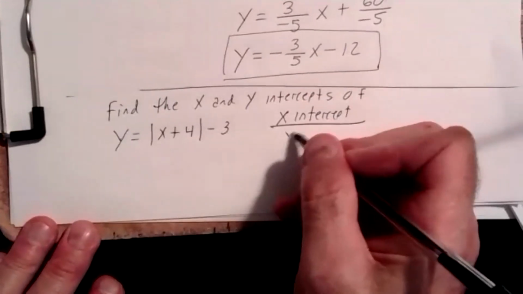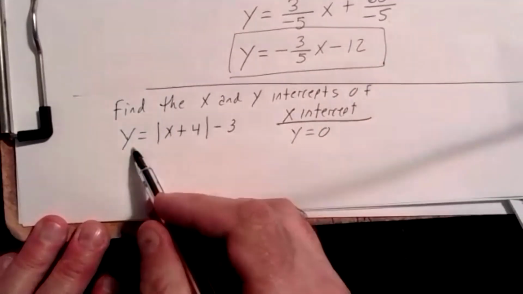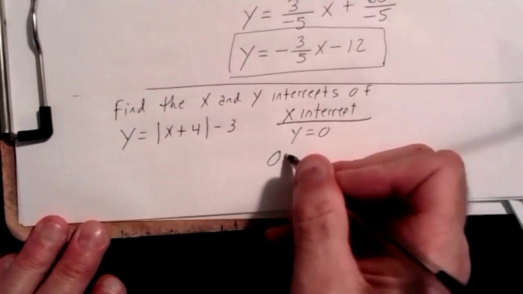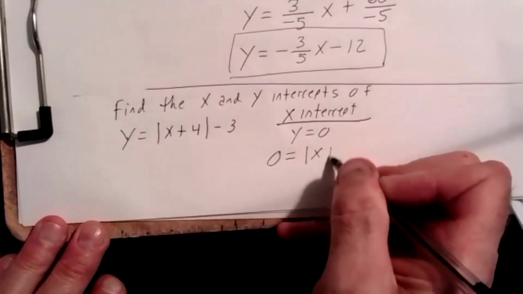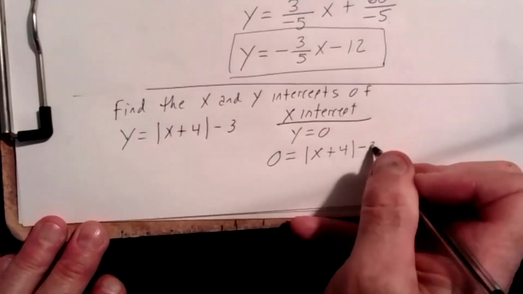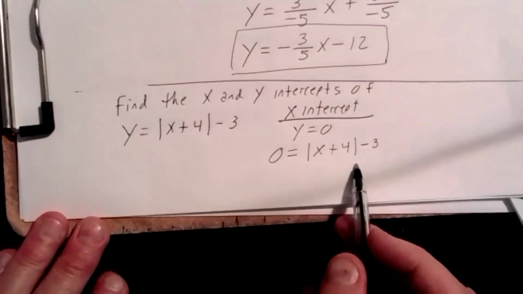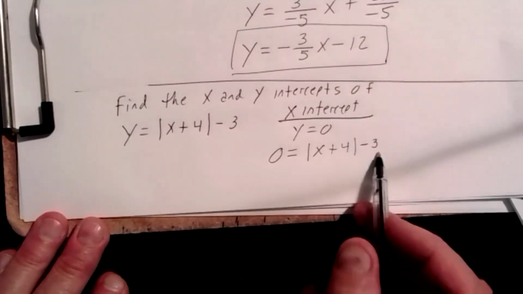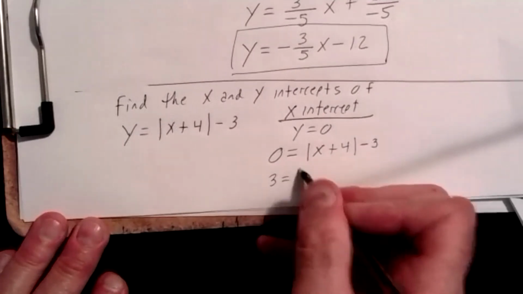We always set y equal to 0. Take 0, substitute it in for the y variable in this equation, and now we're going to have to solve this absolute value equation. To solve this absolute value equation, we're going to have to, first of all, isolate the absolute value by adding 3 to both sides.